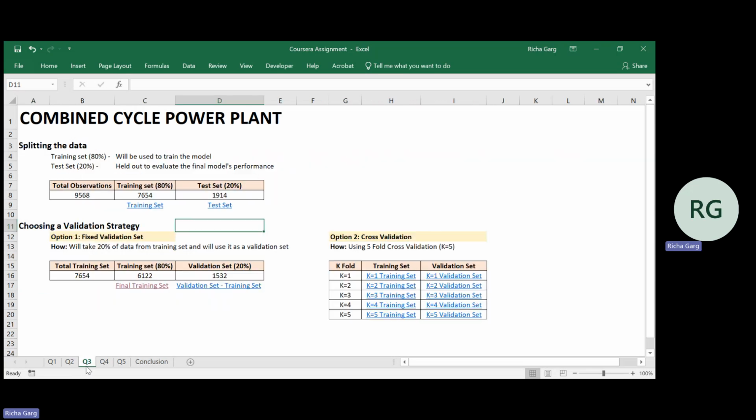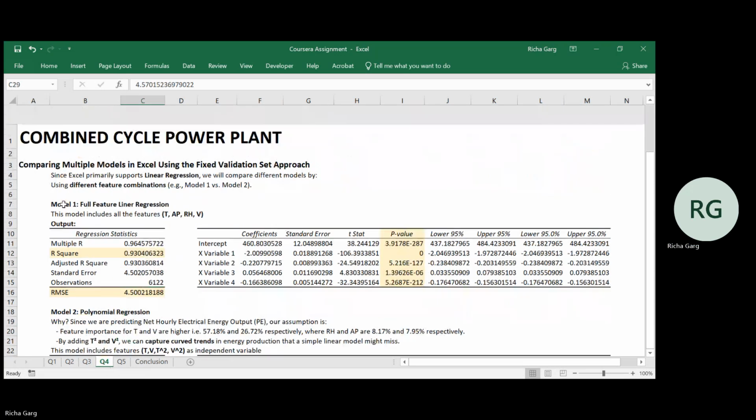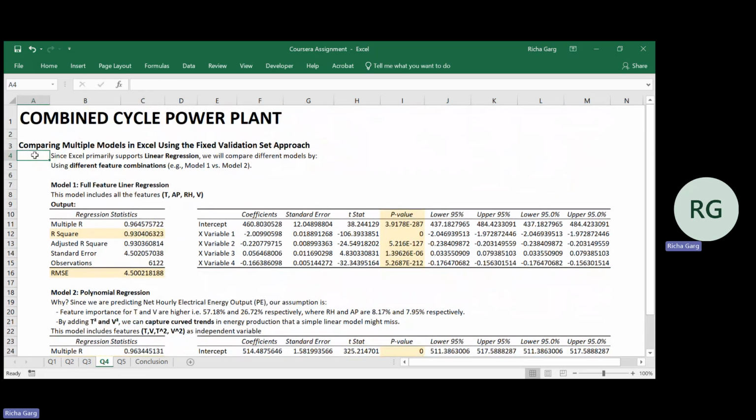The data I have split into two parts, 80% and 20%. 80% is my training set and 20% is my test set. For my validation strategy, I have taken two options: fixed validation set and cross validation. In fixed validation set, I have split the 80% training set again into 80 and 20. And in cross validation, I've used k equal to 5. Since I'm using linear regression model, I'll be using the fixed validation set approach.